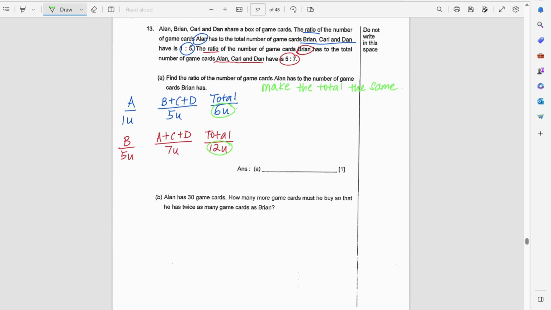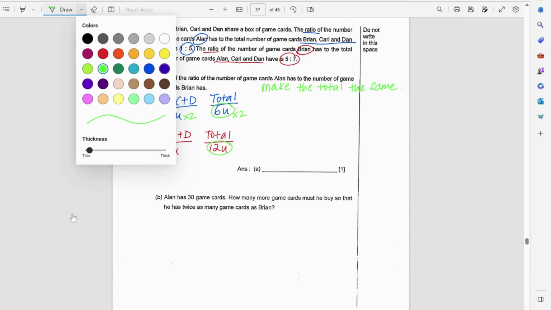Now, for the first row, we can multiply each of the units by 2. Why do I multiply each of the units by 2 here is because I want to make the total the same. The total for the second row is 12 units, and in order to make it the same, I will have to multiply 6 units by 2 to give me 12. And in order to maintain the ratio, which is equivalent ratio in this case, we have to multiply by 2 for each of the column above to maintain the ratio.